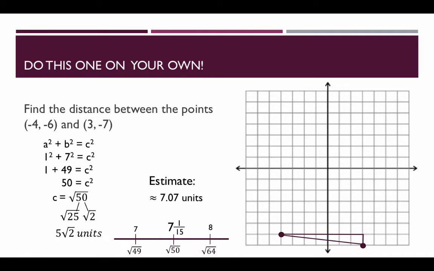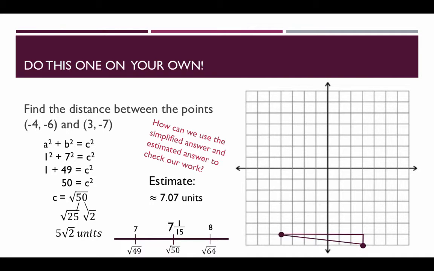So as you go through this, you should plot the points (-4, -6) and (3, -7). Create your right triangle. Find your distances of your legs to be 1 and 7. Work out your Pythagorean theorem to get c is equal to the square root of 50. And that simplifies to 5 times the square root of 2 units. And then when you estimate it, you get that it is about equal to 7.07 units.